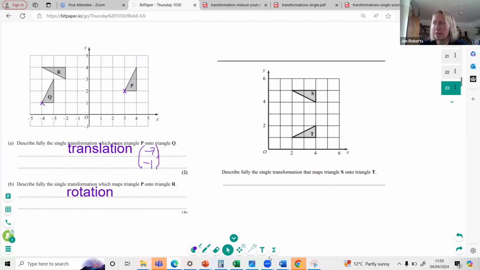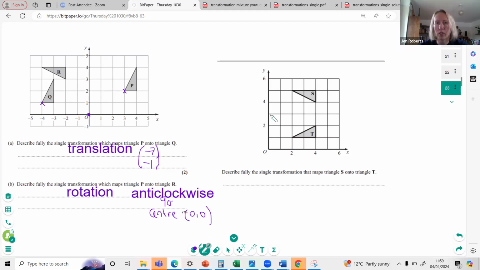We're going left, so it's anti-clockwise. It's turned to the left, isn't it? So anti-clockwise. 90 degrees. And again, you should have got your center at 0, 0. There's your center of rotation. It's rotated from that point there.